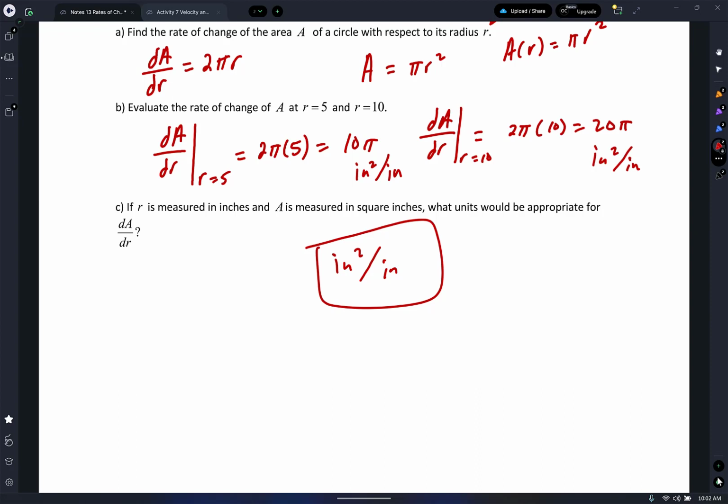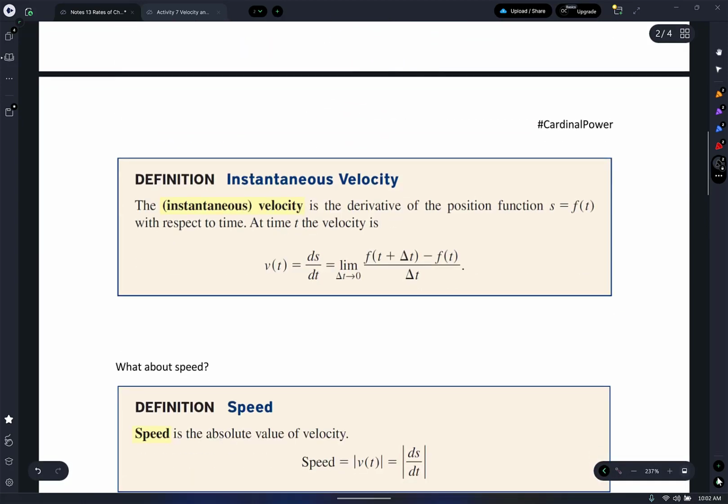Cool or not cool? Okay, in case you're wondering, like, man, I have no idea what this means. It's just a rate of change, guys. The top is like rate of change of area, and the bottom is like the change in radius. So the change in area over the change in radius. So square inches per inch. Yay? Okay. All right, let's keep going.